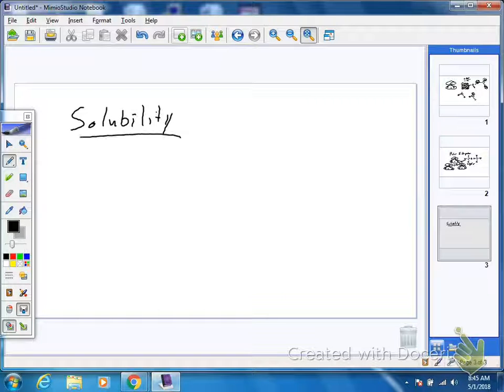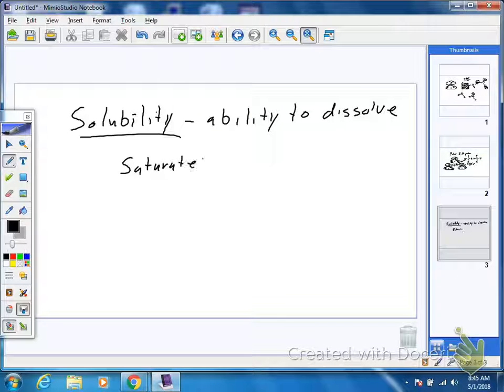Okay? There's different types of solubility. There's a lot of factors that affect it, and it's the ability to dissolve. So there's two that you have down. There's saturated, and then there's unsaturated.